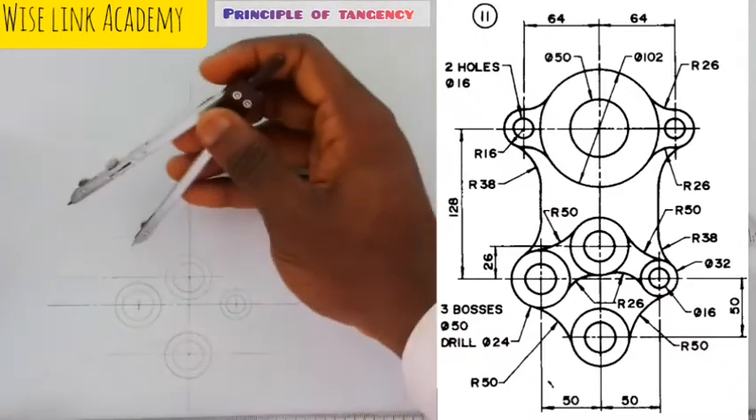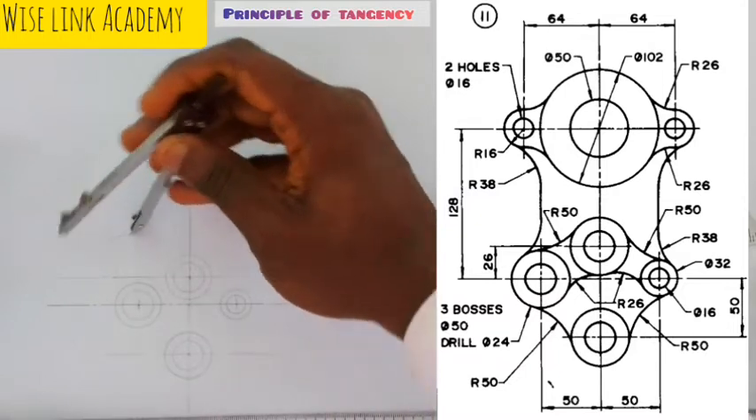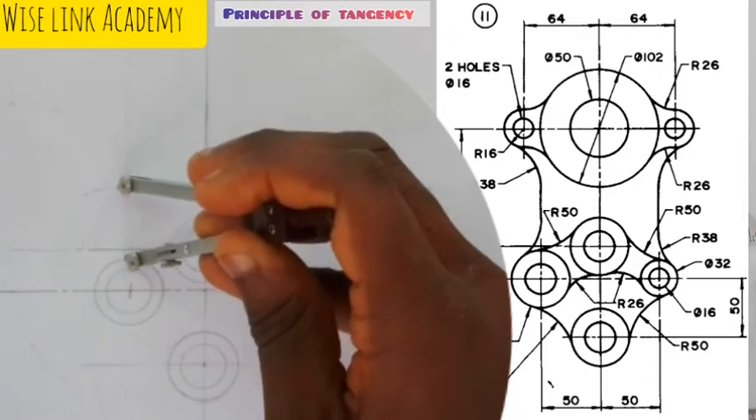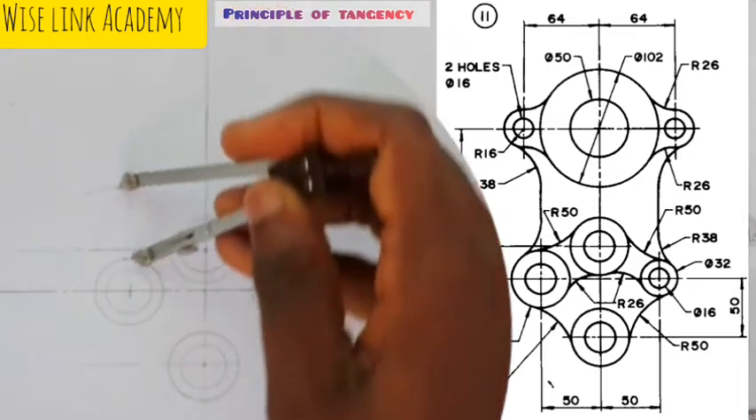Then I will take it at this point here, where they meet, where they cut. At that point where they meet, I will draw the arc to connect the 2 circles.